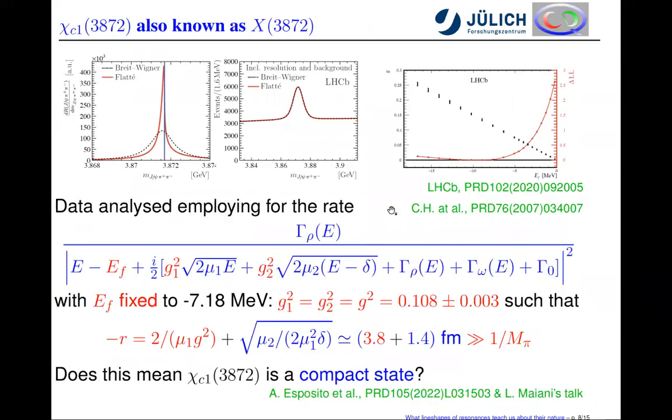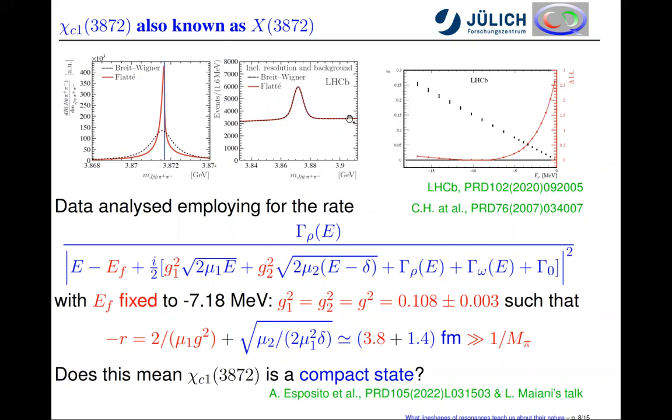Now let's come to applications. X(3872), also known as X3872. You've heard a lot about this already in the previous talks. Also, these pictures you've seen. If one fits the data with a Flatté or with a Breit-Wigner, once the resolution is put in, the lines are basically getting indistinguishable.